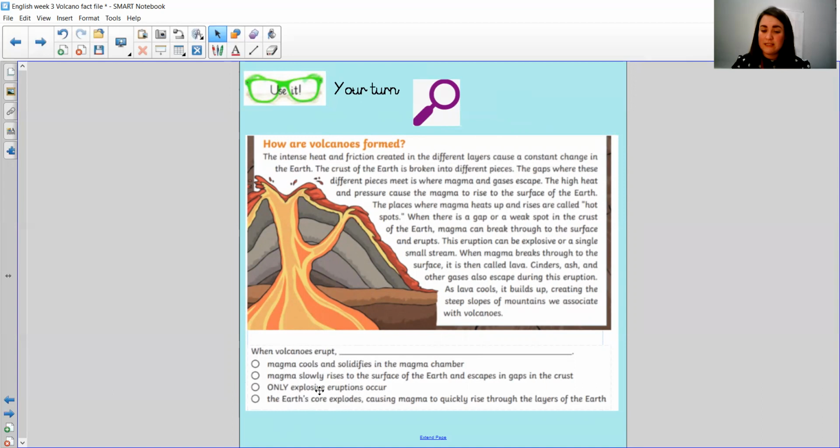You just have to write this answer in the back of your book, in the back of your box set book or in your yellow letters. And that is your learning for today: using the retrieval finder in order to answer questions about volcanoes. We're going to use some of this information when you start writing your fact files tomorrow.